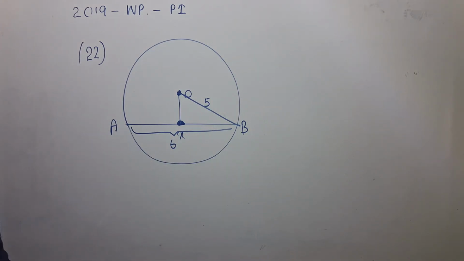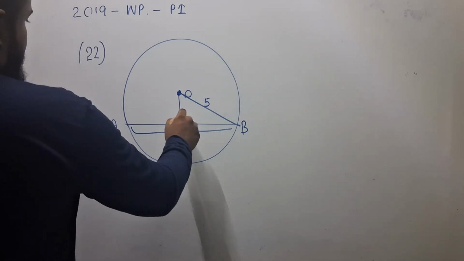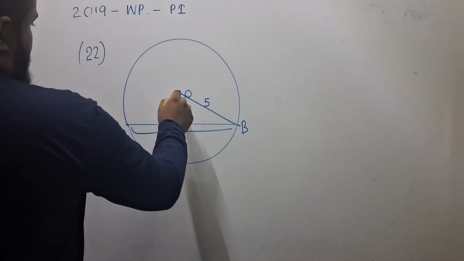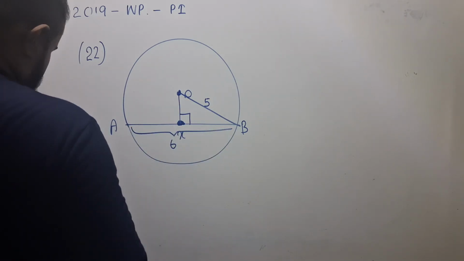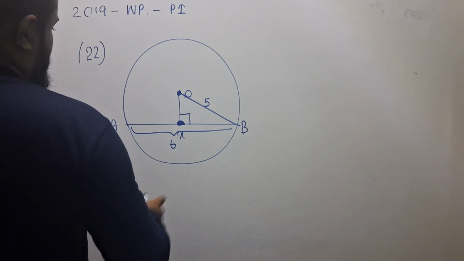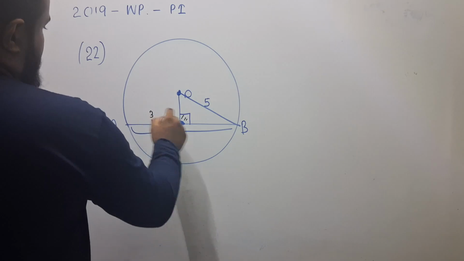That means, and this is 90. There is a line drawn perpendicular to the chord. So the chord is being bisected. There's a theorem like that, no? So if this is 6, if this is 90, this part is 3 and this part is 3.